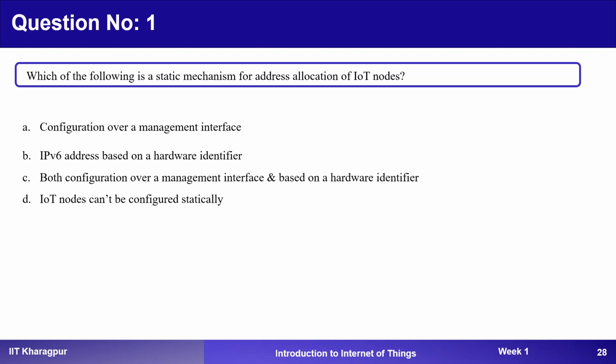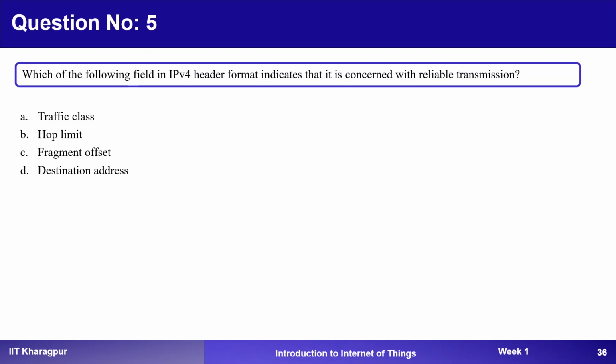Okay, ma'am. Thank you. The next question is, which of the following fields in IPv4 header format indicates that it is concerned with reliable transmission? Options are traffic class, hop limit, fragment offset, destination address. Anyone? D, destination address.